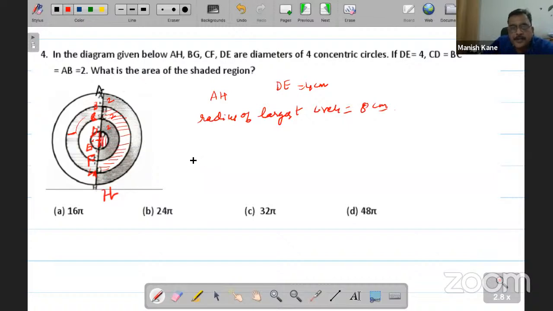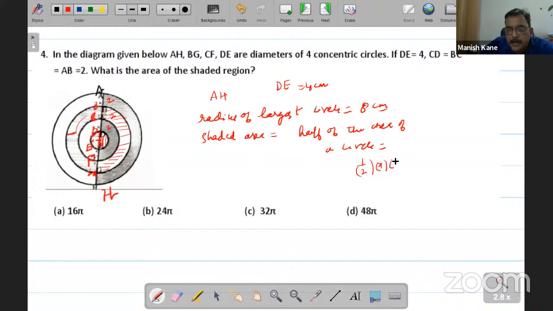So now what is the shaded area? The shaded area is nothing but half the area of the circle. And what is half the area of the circle? 1 by 2 into pi into 8 square, which means 32 pi. This must be your answer. Is the solution clear to all?